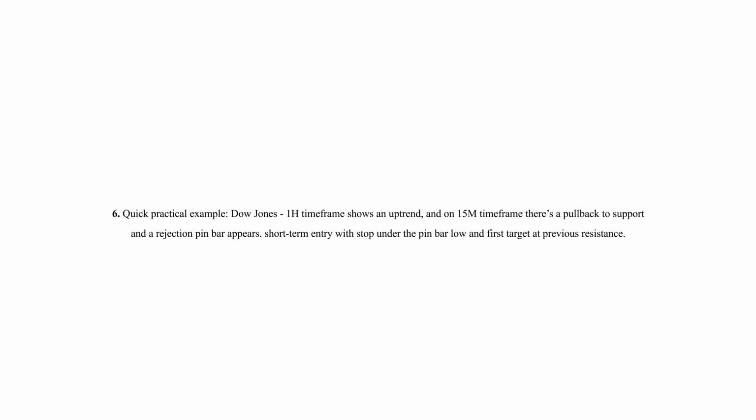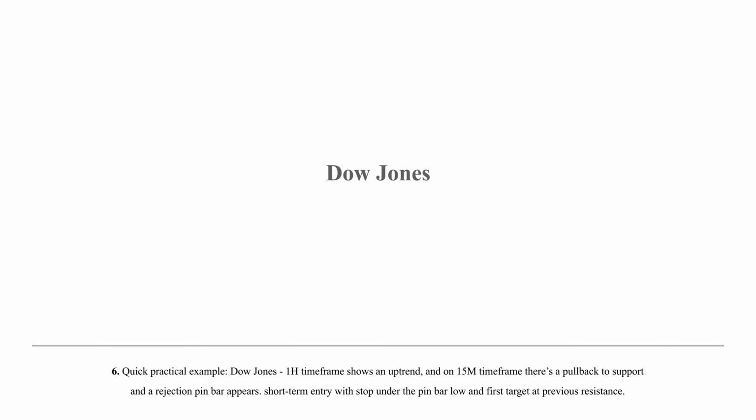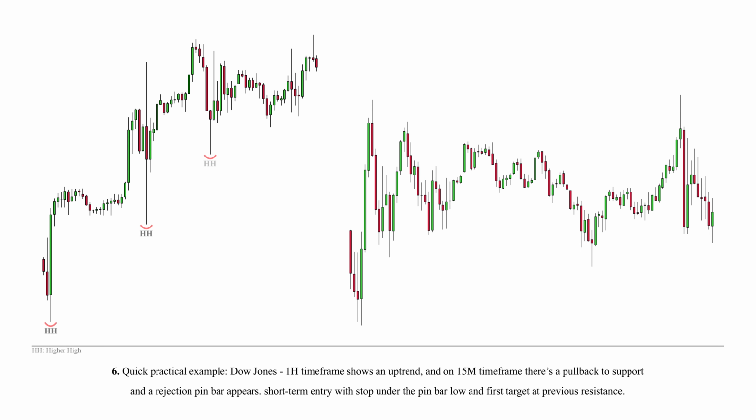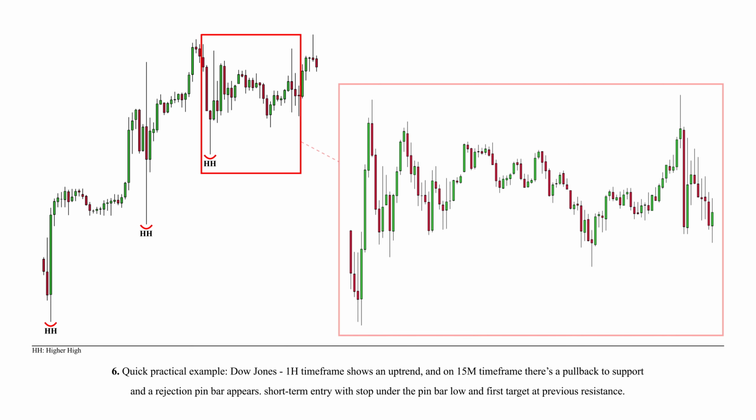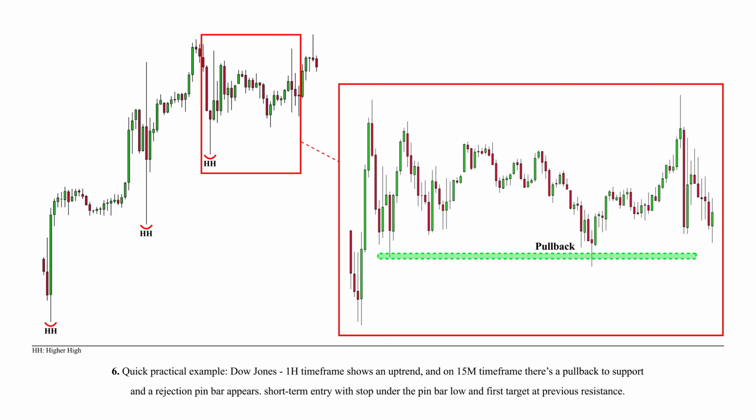Quick practical example: Dow Jones. 1 hour time frame shows an uptrend. On 15-minute time frame there is a pullback to support and a rejection pin bar appears. Short-term entry with a stop under the pin bar low and first target at previous resistance.